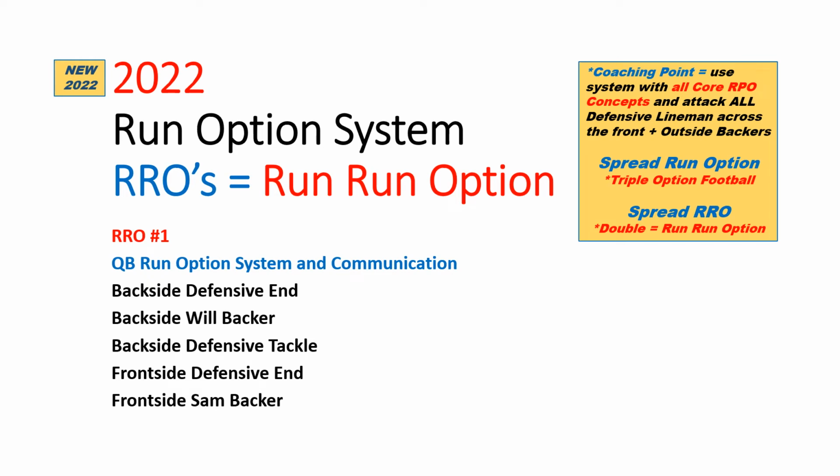I want to talk about how you can incorporate a run option system into core RPOs. What we're going to do here is run triple option and double option, which we call RROs or run option concepts, where we're going to go ahead and read defensive linemen across the front and outside backers. Let's take a look.